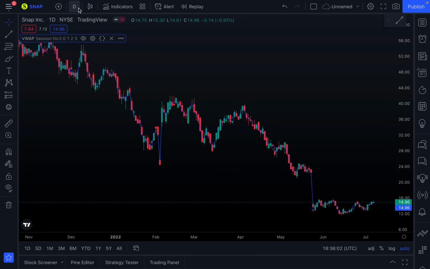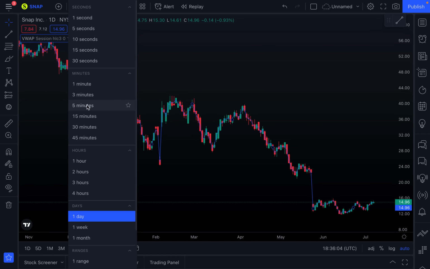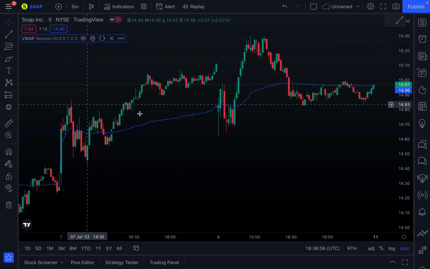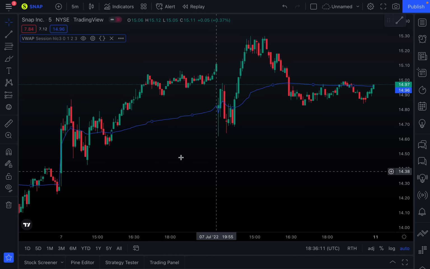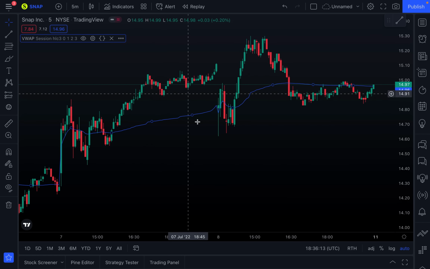So let's go back and go over to the 5-minute chart for today's video. As you can see now, this can tell us a lot more information. The blue line, the VWAP, is not just cutting through the candles.